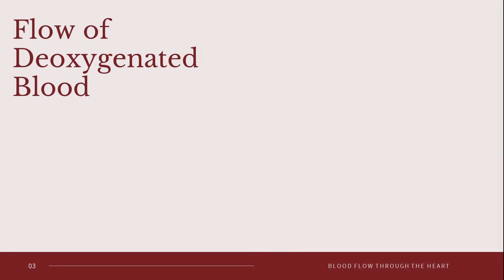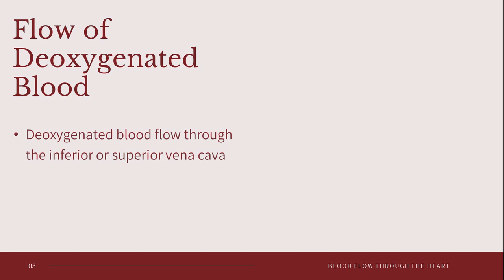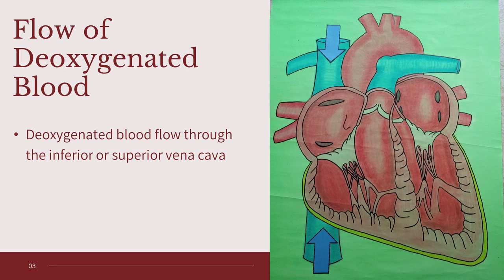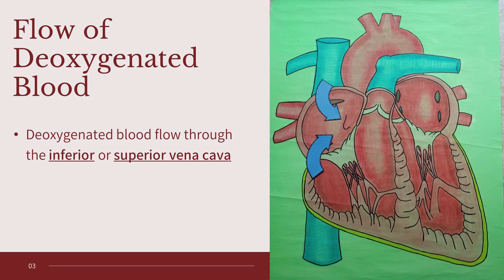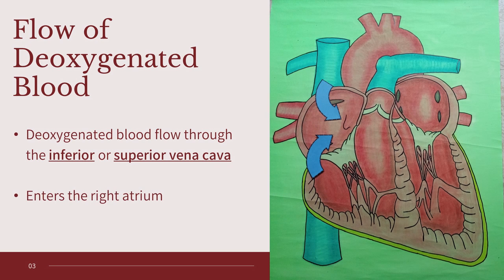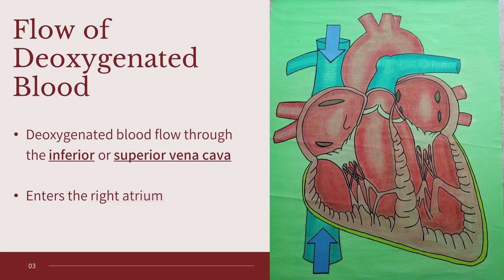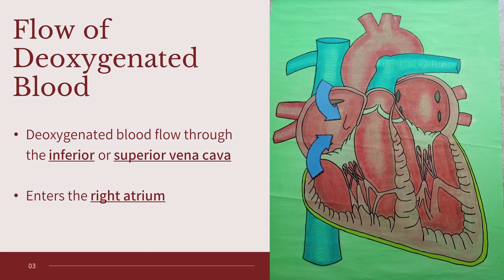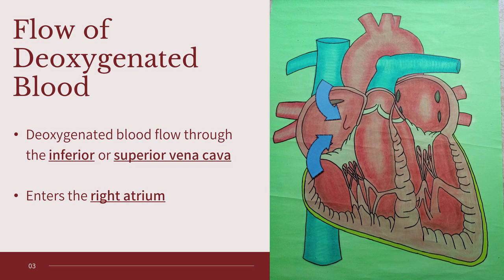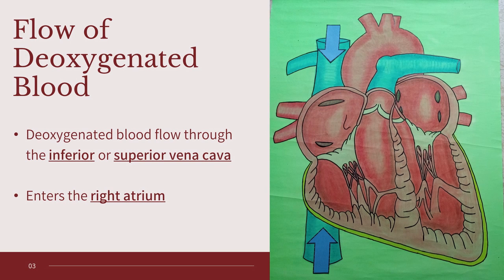Now we will discuss all about blood flow, starting off with the flow of the deoxygenated blood. Deoxygenated blood drained from veins all over the body gathers and flows through the inferior and superior vena cava. Through the inferior and superior vena cava, blood flows and enters into the right atrium. In this part, the tricuspid valve is closed to prevent blood in the atria from entering the ventricle yet.